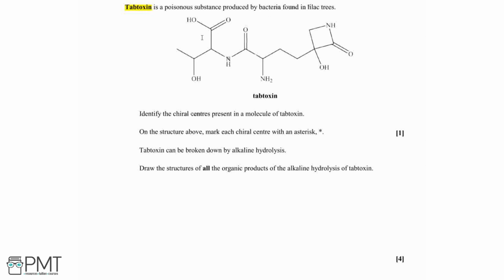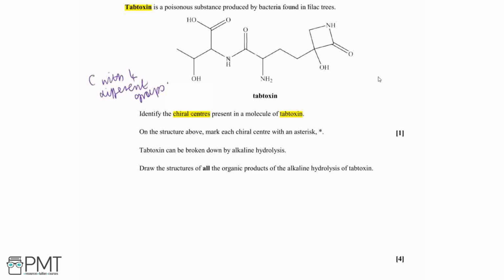Tab toxin, the structure shown here below, is a poisonous substance which is produced by bacteria found in lilac trees. And for this question, we need to identify the chiral centres which are present in a molecule of this tab toxin overall. So first off, let's think about what a chiral centre is. A chiral centre is going to be a carbon with 4 different groups attached overall. So we need 4 different groups bonded, and we can't be having double bonds, so it's not just 4 bonds, it's got to be 4 different groups overall.